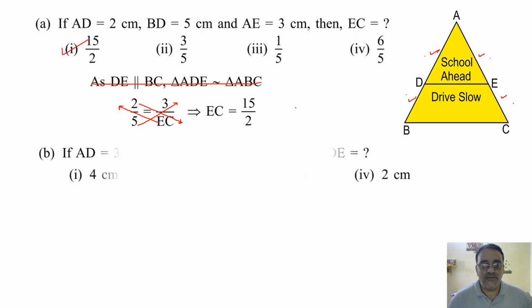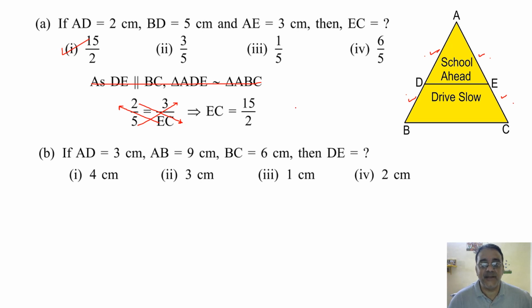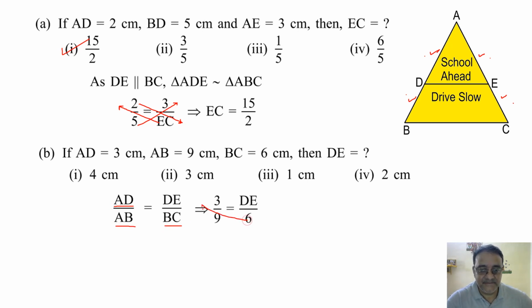Right. Now the next question: if AD is equal to 3 centimeter, AB is equal to 9 centimeter, BC is equal to 6 centimeter, then DE is equal to dash. So here we will use similar triangles. So using similar triangles, AD by AB is equal to DE by BC. Now the value of AD is 3, the value of AB is 9, DE has to be found, BC is 6, substitute, so cross multiply, 6 comes on top and 3 is below, so what will D be?